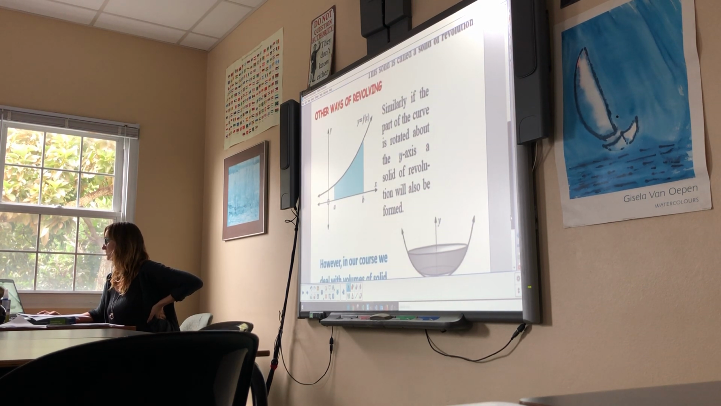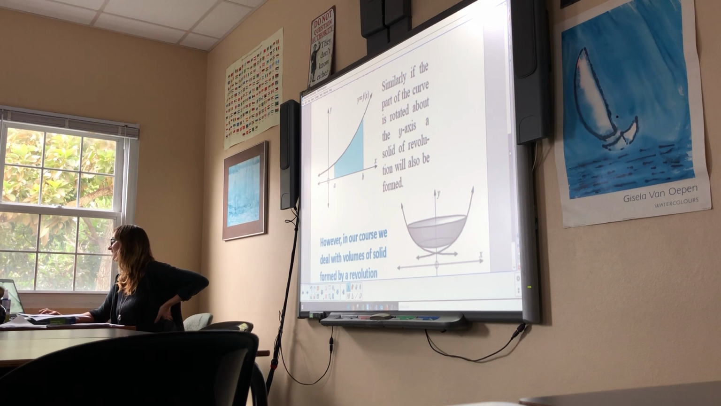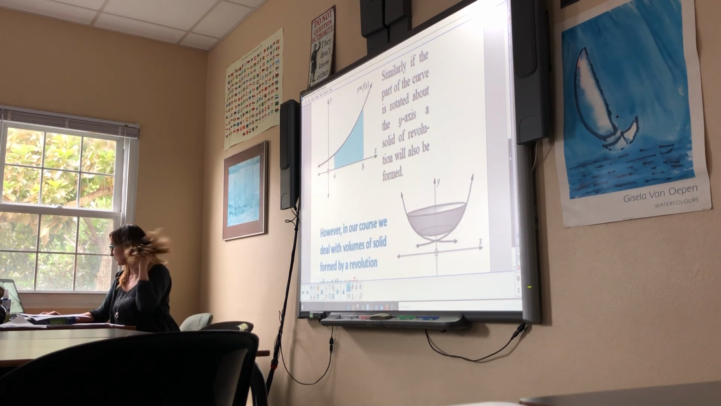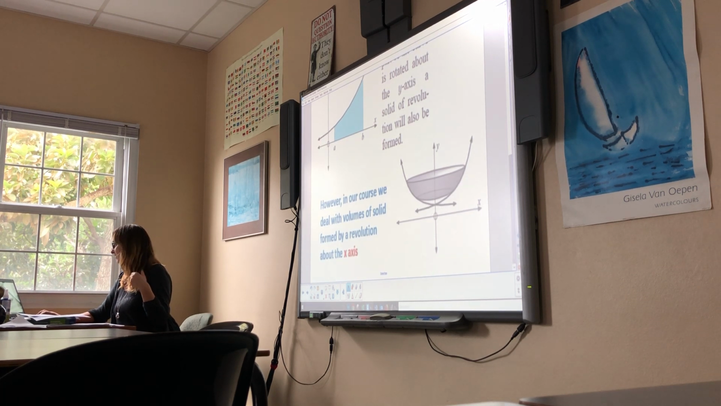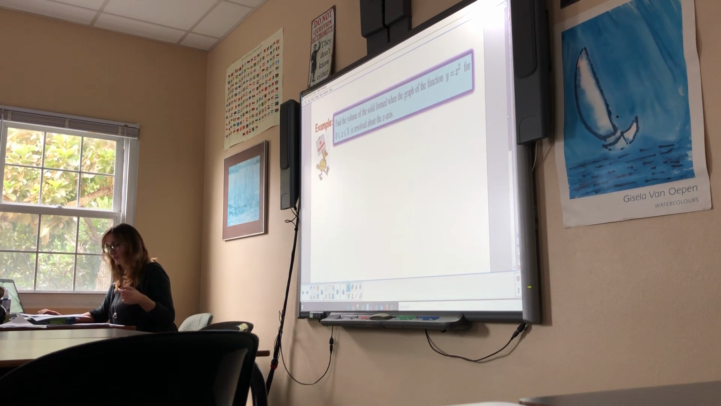Other ways of revolving, Grace was talking about it, like in high level, they tend to do some rotating around the y-axis as well. In our course, it tends to be just around the x-axis. It looks quite cool, doesn't it? So similarly, if part of the curve is rotated about the y-axis, a solid of revolution will also form. However, in our course, we deal with volumes of solids only around the x-axis, but in high level, as Grace said, they could do y-axis ones as well. Pretty cool. So let's just do two quick examples.